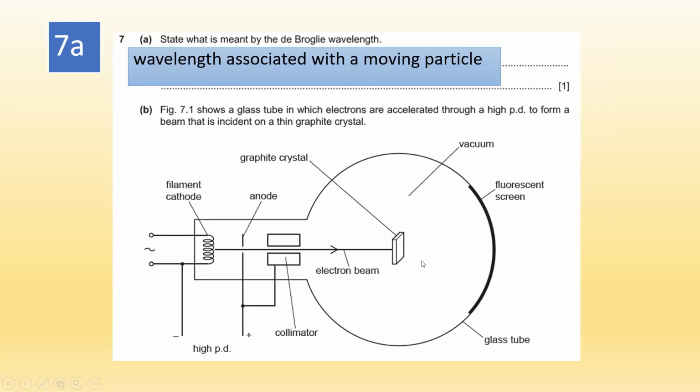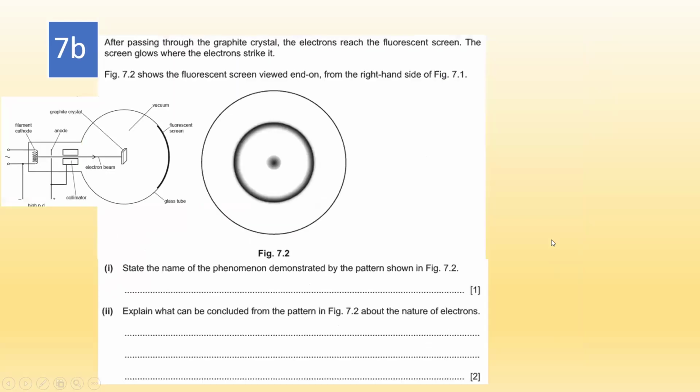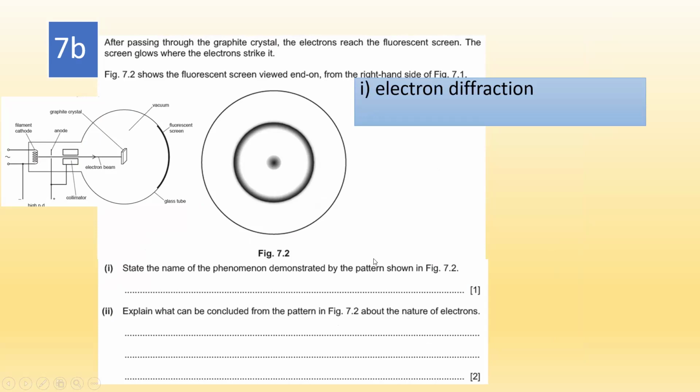There's your apparatus for electron diffraction. There's your observation. State the name of the phenomenon demonstrated by the pattern shown in the figure. Right, there's your figure. We say it's electron diffraction. Explain what can be concluded from the pattern in figure 7.2 about the nature of electron. Okay, this is where we stop.